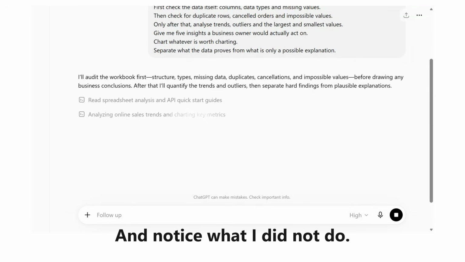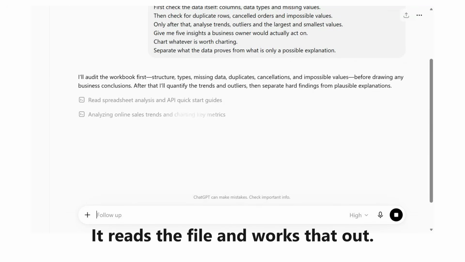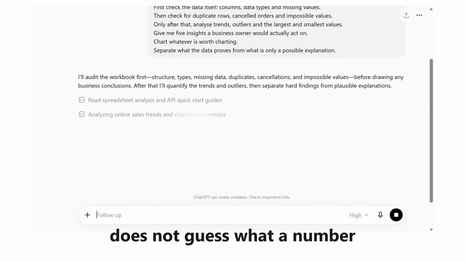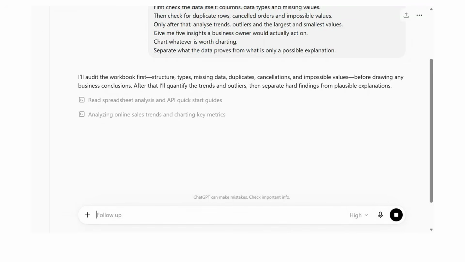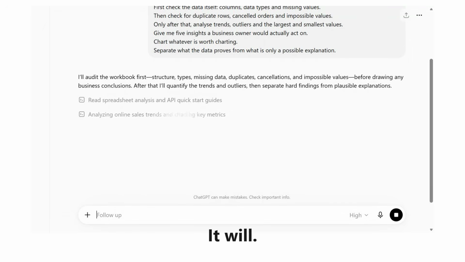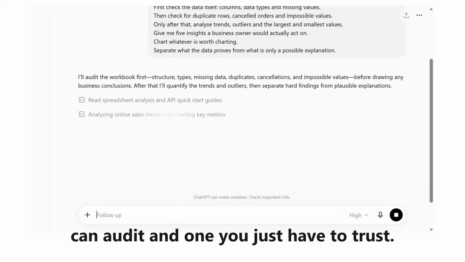And notice what I did not do. I never told it which columns to use. It reads the file and works that out. The context line is there so it does not guess what a number means, not to hold its hand. One more. If you want to check its work afterwards, ask it to show the code it ran. It will. That is the difference between a tool you can audit and one you just have to trust.